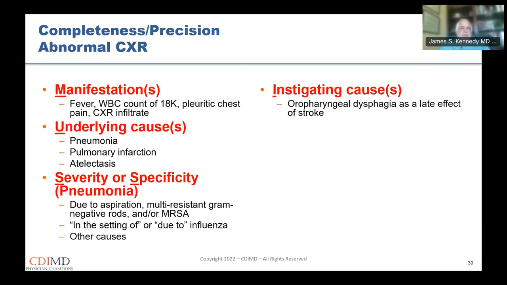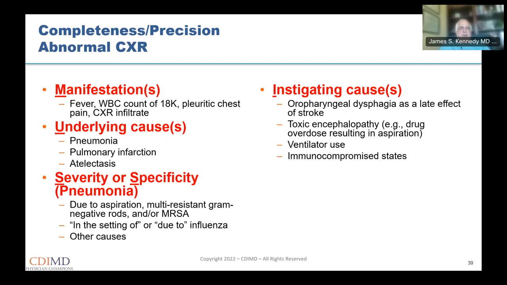It could have been the oropharyngeal dysphagia as the late effect of stroke. It could be a toxic encephalopathy due to a drug overdose resulting in aspiration, ventilator use, or it could be in the setting of an immunocompromised state, not just HIV infections, but it could be steroid use. It could be adverse effects of cancer chemotherapy, other inherited immune deficiencies, and sickle cell disease, so on and so forth, due to a splenectomy. So what is the immunocompromised state?